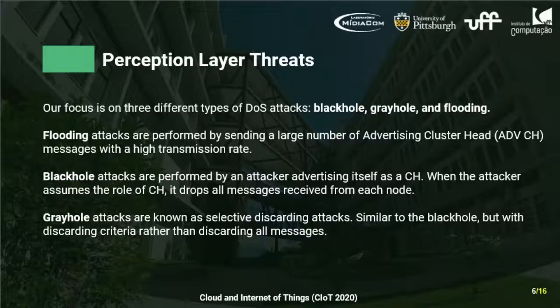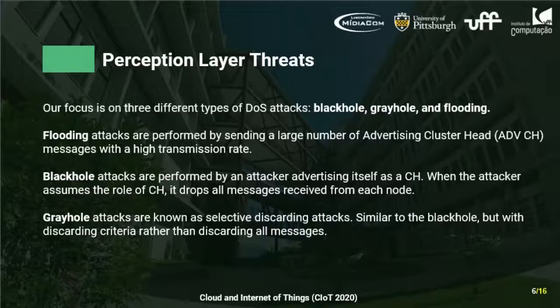The second attack that we will address is the black hole attack, and this attack is usually performed after an attacker advertises itself as cluster head, and when it becomes a cluster head, it starts to drop all messages received from each node. So the messages that would be delivered to other nodes will not be sent, because there is a black hole here that discards all messages.